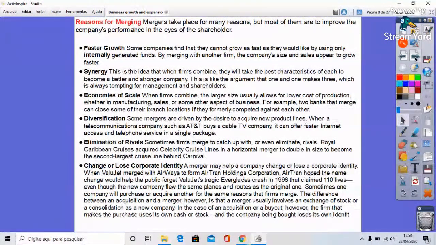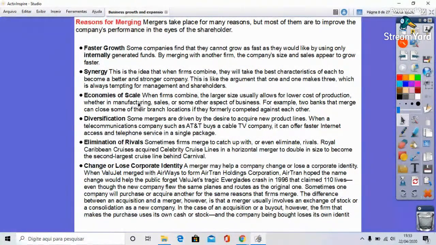What reasons can people merge? Why? Okay, most of them, they want to improve the performance in the eyes of the shareholder. Remember, the shareholder is the person that buys the shares. So they want to show this person that this company is doing really well. They want faster growth. Okay, when two firms merge together, the size of the company is bigger and the sales appear to grow faster. They also have what we call synergy. It's the idea when two firms combine, they both take the best characteristics of each other and become better and stronger.